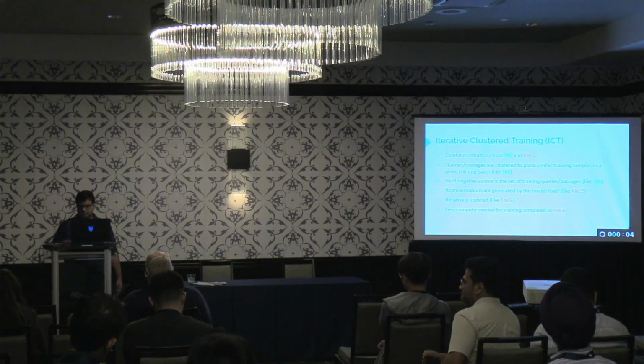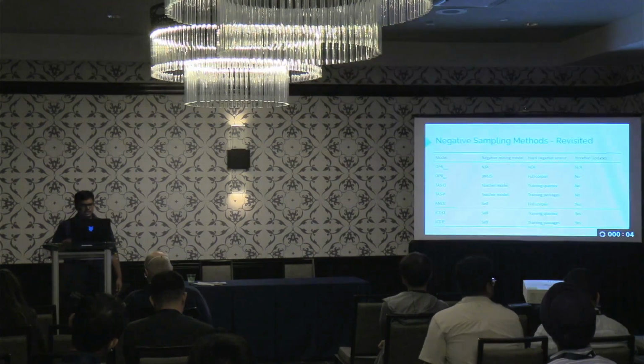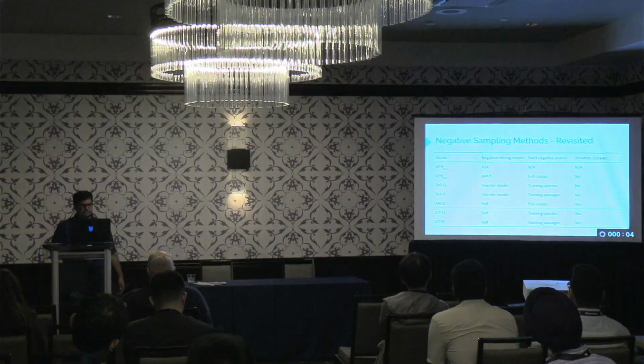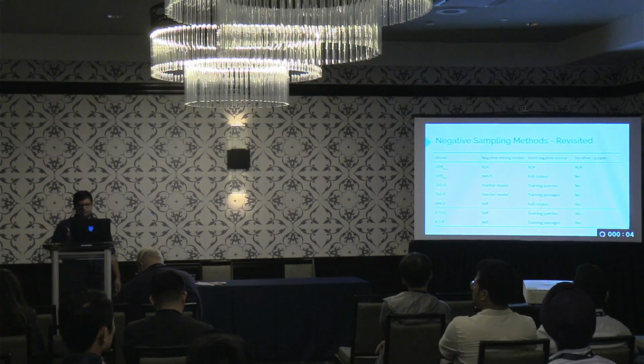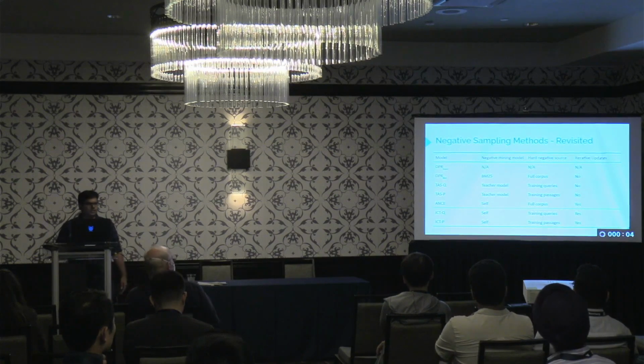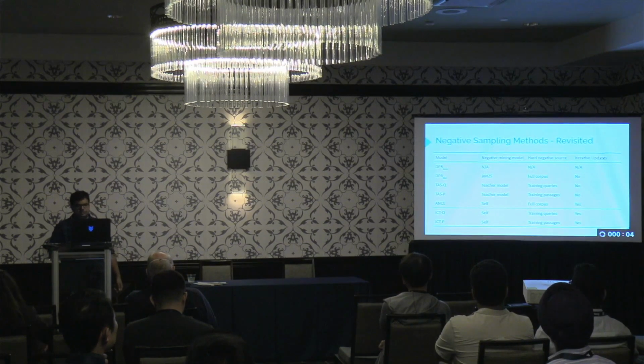So if you add this method to the table, now we have the in-batch negatives at the top, BM25, and then we have two flavors of TAS. So that is simply clustering on queries and clustering on passages. And then we have ANS, and then we have the two ICT methods, where we again cluster on queries and cluster on passages.